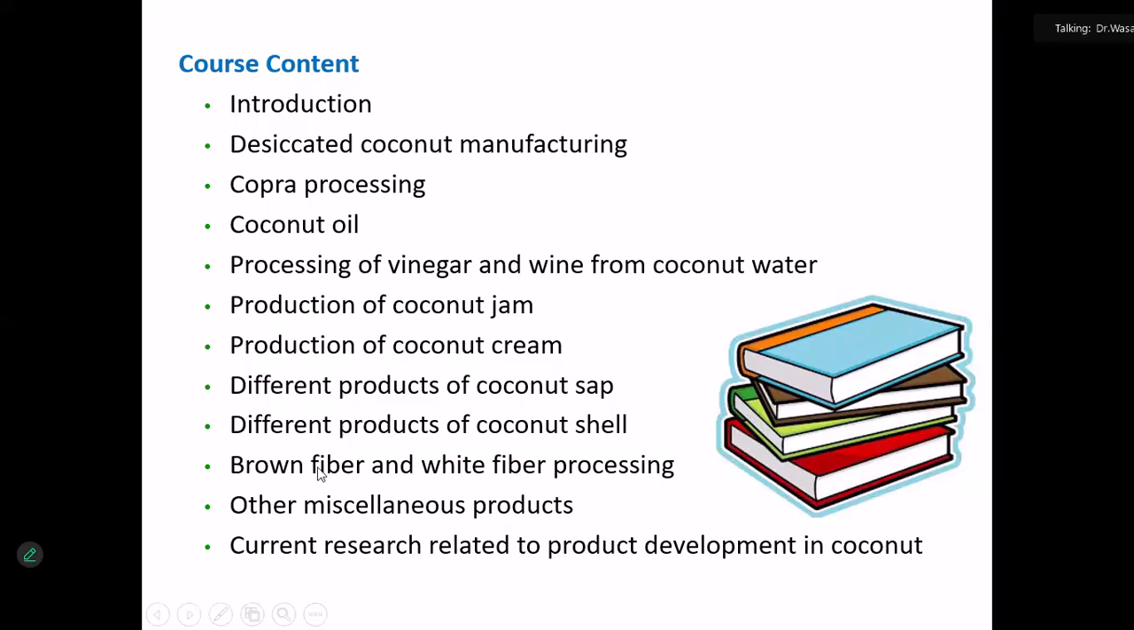Thereafter, brown and white fiber processing. That is coconut fiber. Brown fiber, white fiber. So these products are going to be covered through this subject.